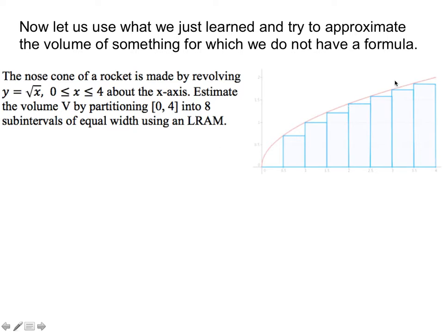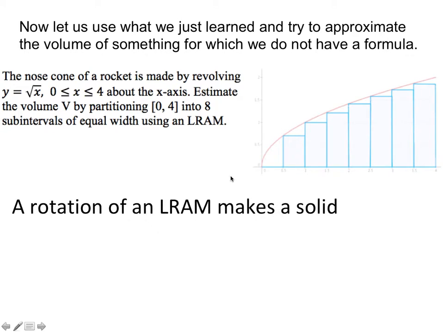So here's a function that's the square root of x. And we are going to approximate it using rectangles, but we want the volume. So we want to make this into a solid by rotating it about the x-axis. And so that makes it a solid, and it makes these rectangles then circular discs.